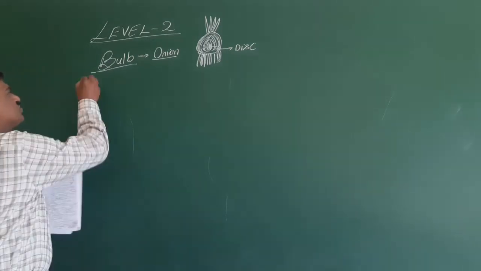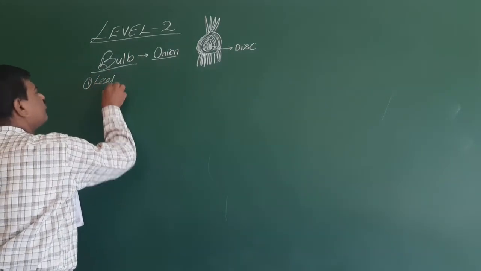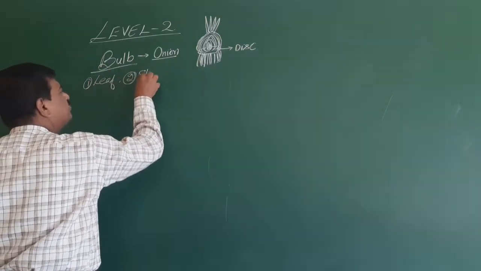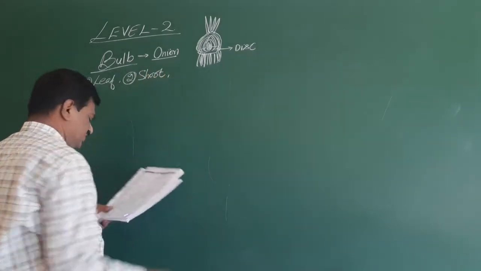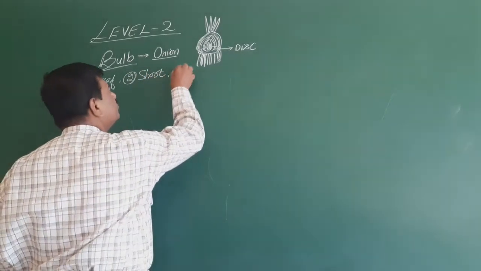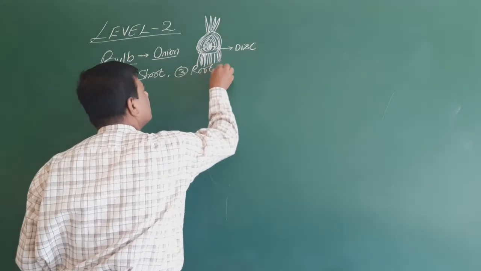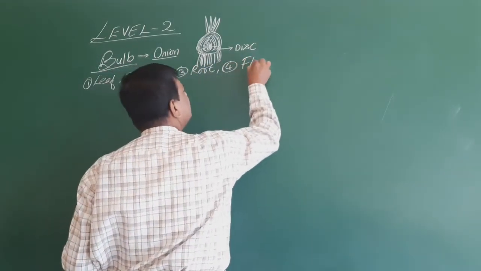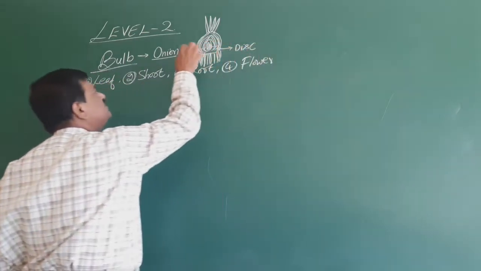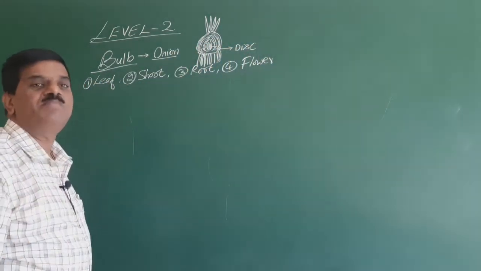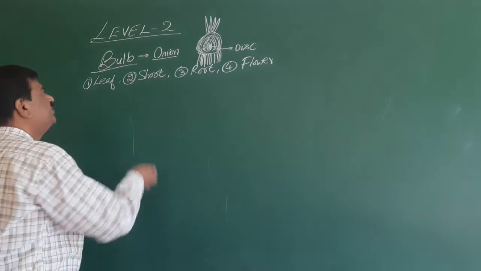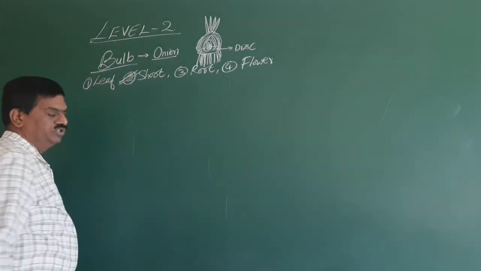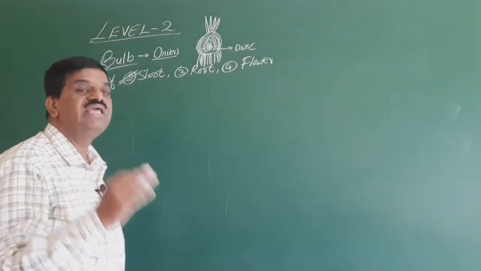The second one is called shoot, and the third option is called root, and the fourth option is called flower. So here we know that it is the underground stem modification. So here the answer is shoot. Shoot is nothing but the aerial parts.